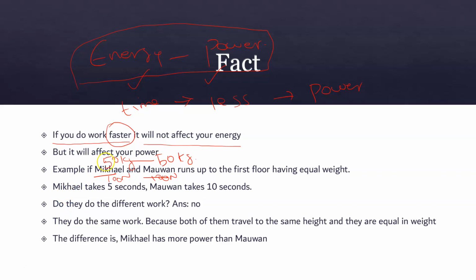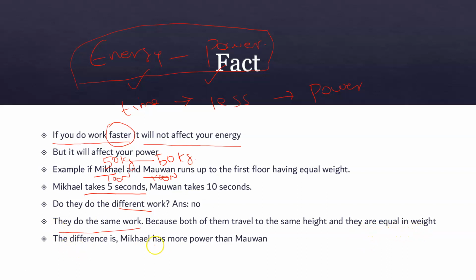Both of them are having the same mass or the same weight. Okay, next, Mikhail takes 5 seconds, Marwan takes 10 seconds to reach the first floor. Do they do the different work? No, they are doing the same work, because they reach the first floor. Both of them are covering the same distance, means same height. So their work done and their energy are equal. They do the same work because both of them travel the same height and they are equal in weight.